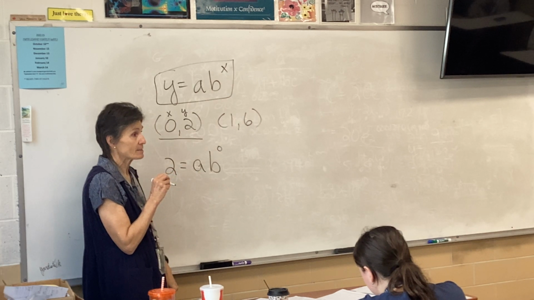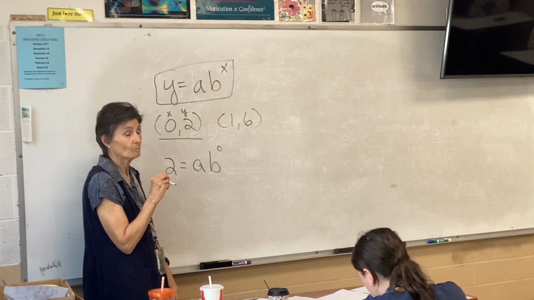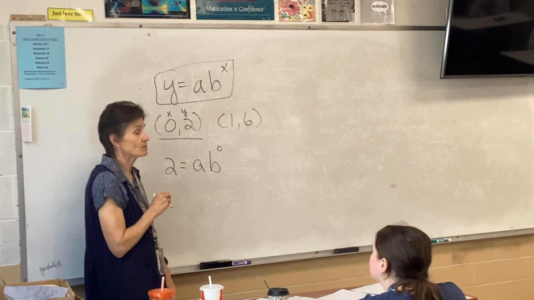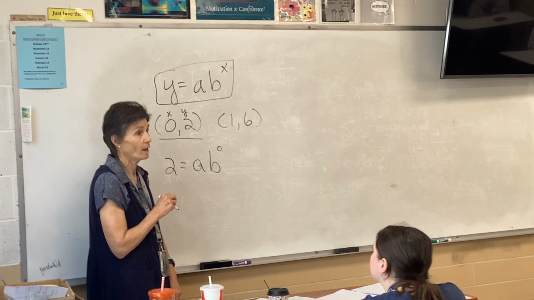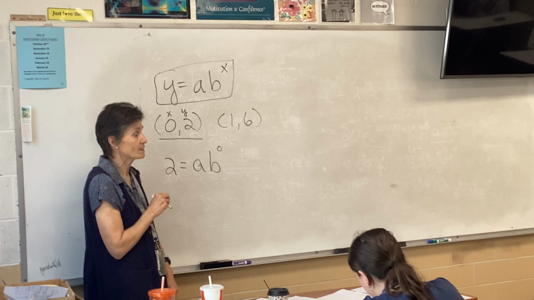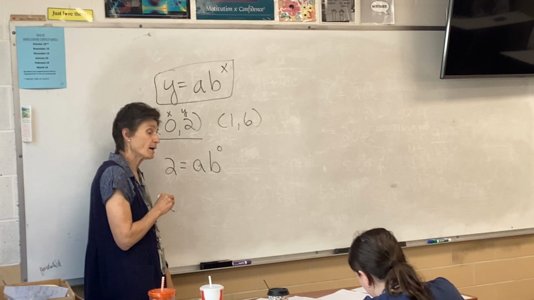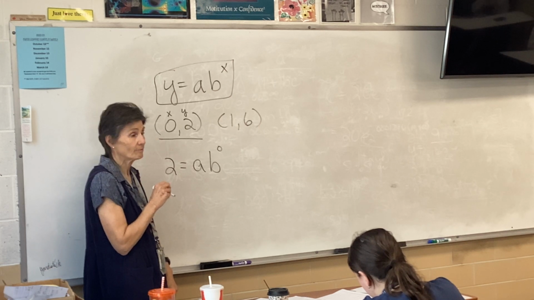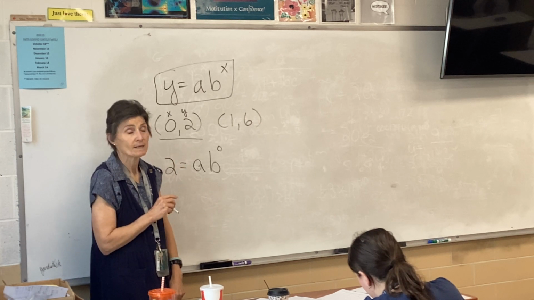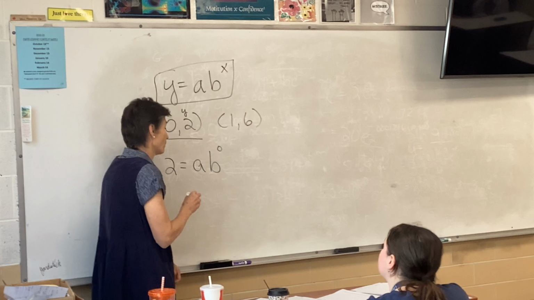What's B to the 0? B to the 0 is 1. Anything to the 0 power is 1. If you took out your calculator and typed in 15 raised to the 0 power, it would say 1. Anything to the 0 power is 1.